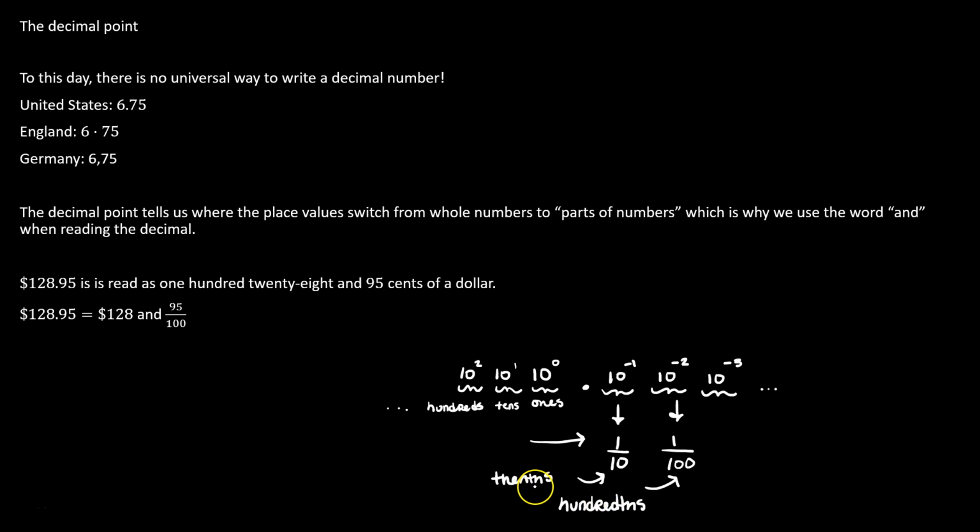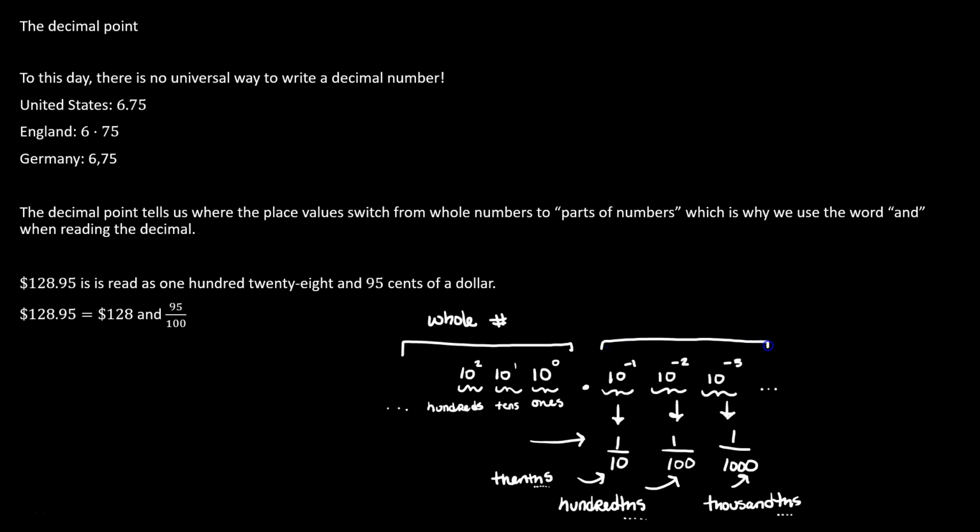Maybe you notice a theme here. The place values are all ending in THS because we're talking about fractions. One further over, we have 10 to the negative 3. That can be written as 1 over 10 cubed. 10 cubed is 1,000. This fraction is 1 over 1,000, so we're going to refer to this as thousandths. And again, that word's ending in THS. Notice that these place values have similar names to the whole number place values that are on the left of the decimal. The difference, though, is that to the right of the decimal, we're talking about parts of numbers.